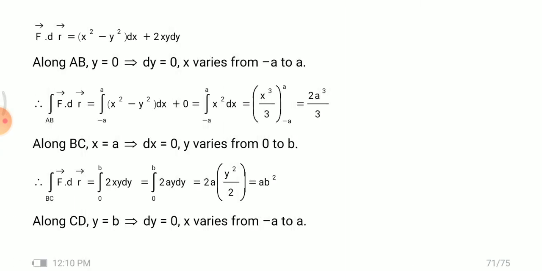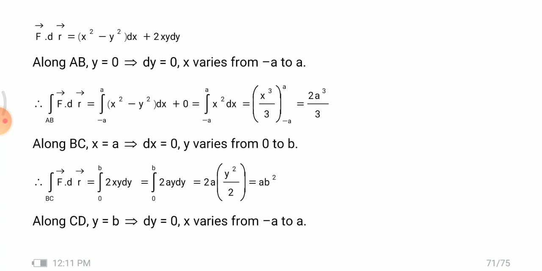Right? Now for AB, y equal to 0. If y equal to 0 then automatically dy equal to 0. So F dot dr also we have to find. Now x varies from minus a to a. This is called the positive direction. So from minus a to a, put y equal to 0 and dy equal to 0 wherever y appears. So we get F dot dr equal to x square minus y square dx plus 0, equal to only x square dx, because y equal to 0 and dy equal to 0. So the final answer is 2a cube by 3. After integration, put upper limit, lower limit, and we get 2a cube by 3.